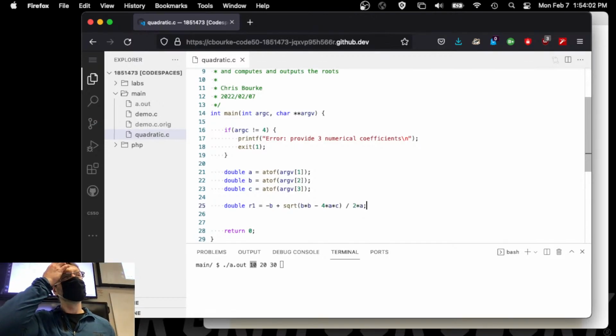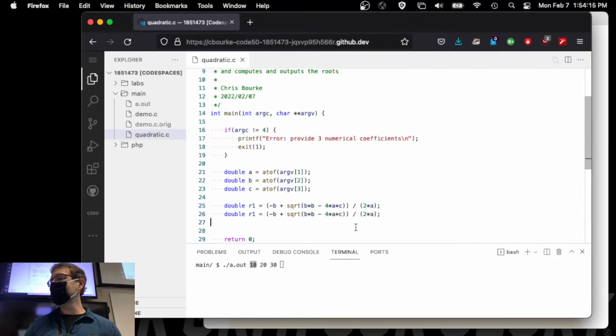Is that correct? Nope. Numerator needs parentheses. Denominator needs parentheses. Otherwise, the a ends up on the numerator. Okay? Copy pasta, r2, and the only difference here is minus.